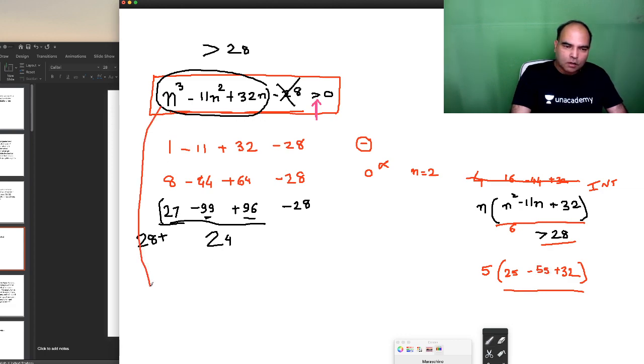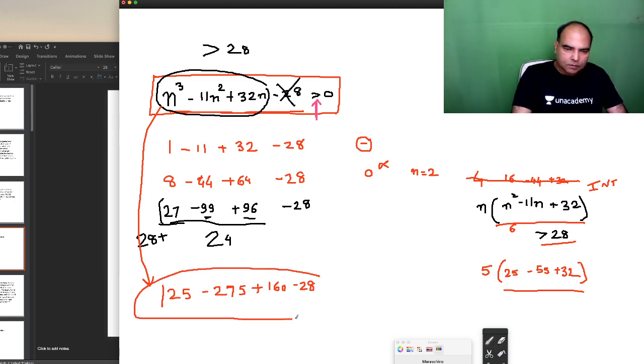So this is how you can actually reduce the calculation, because otherwise if you had done it on the original, the calculation for n equals 5 would have been 125 minus 275, 25 into 11, plus 160 minus 28. And you can compare the calculations of this with the calculations of this. So always keep your eyes and ears open for a little bit of these algebraic transformations, as I call it. Keep your eyes and ears open, keep your mind open to be able to do this. So n equals 5 also is not working.